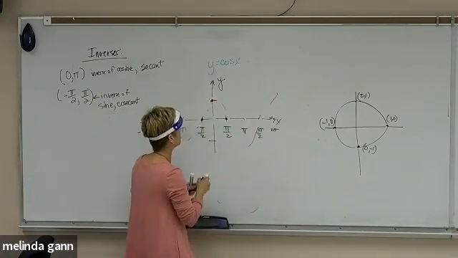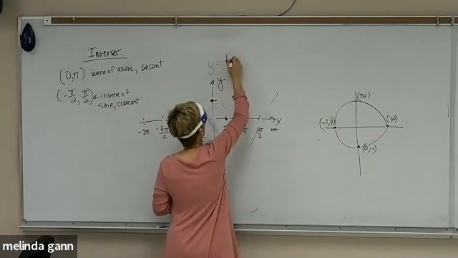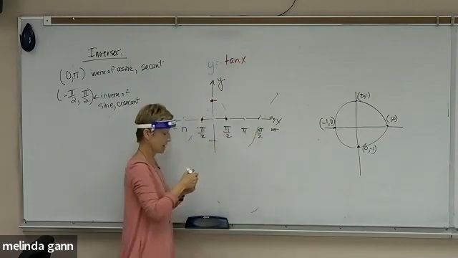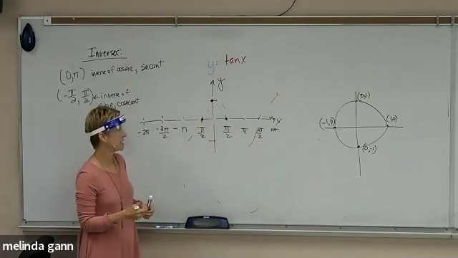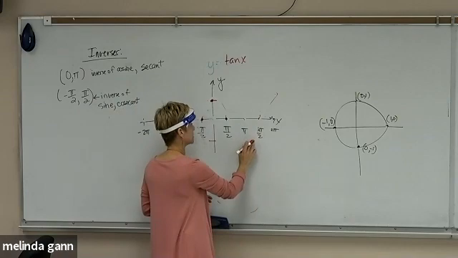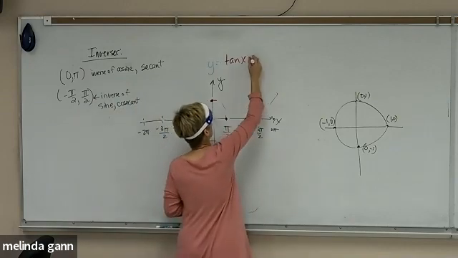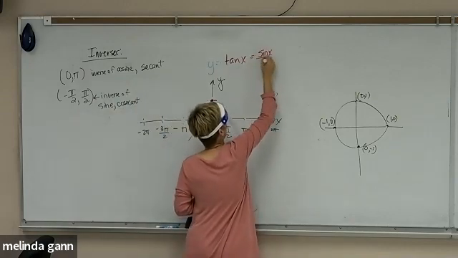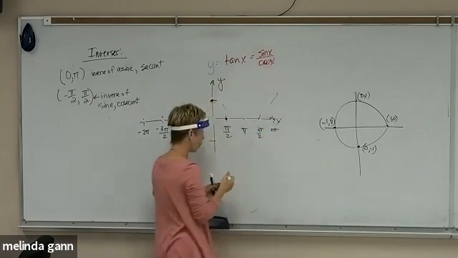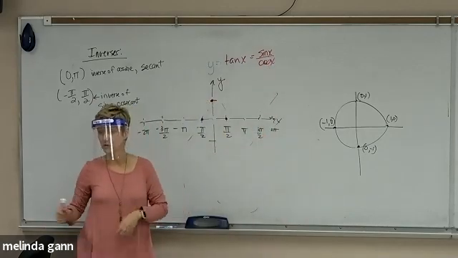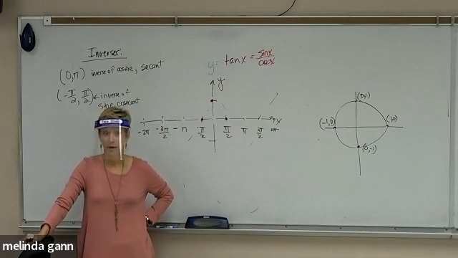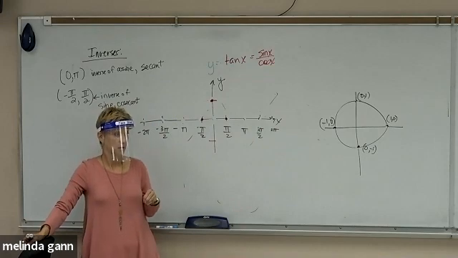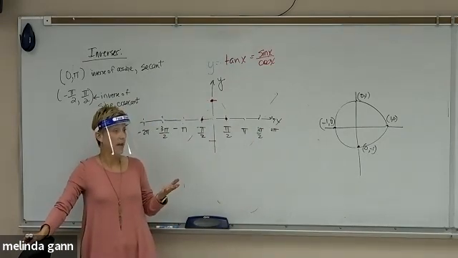Let's do tangent. Okay, y equals tangent. Now, what is tangent in words, like sine and cosine? Tangent's sine over cosine. So when are you going to be in trouble on this graph? When cosine's 0. Do you understand that? Because if cosine's 0, I have 0 on the bottom of the fraction, so it's going to be undefined.